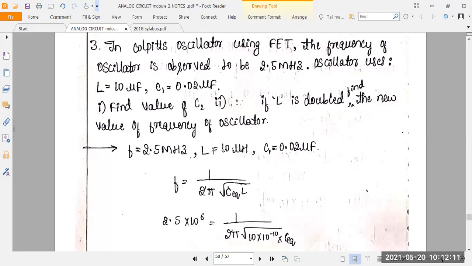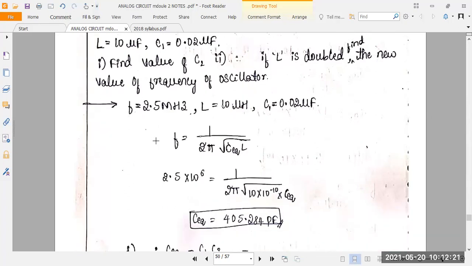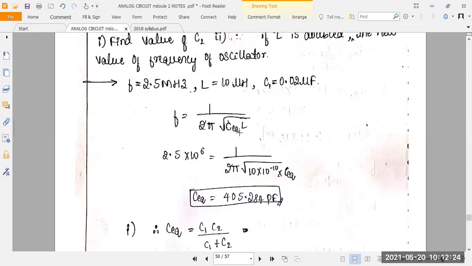First, you write down the given parameters here. The output frequency is 2.5 megahertz. L value is 10 microhenry. C1 is 0.02 microfarad. So you take the frequency equation. You know the L, right? Substitute here. Then find out C equivalent first. You know the F, you know the L. From that, C equivalent you take it outside here. We got C equivalent as 405.284 picofarad. This is the C equivalent.